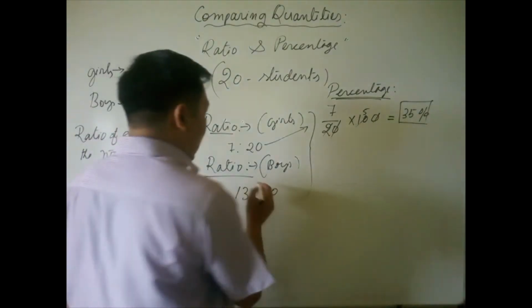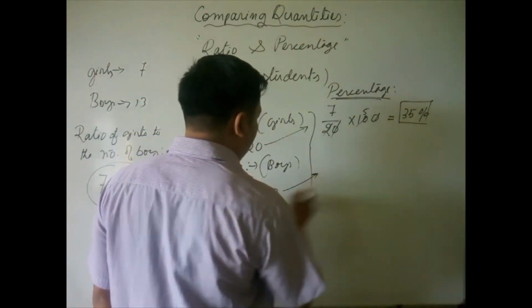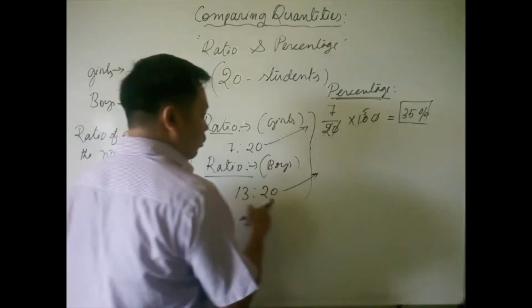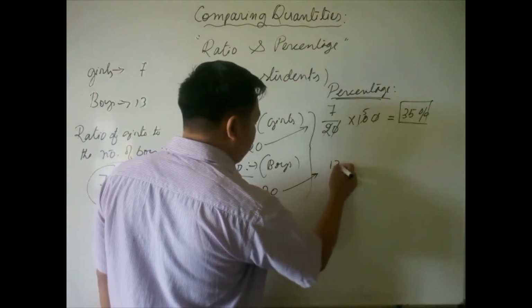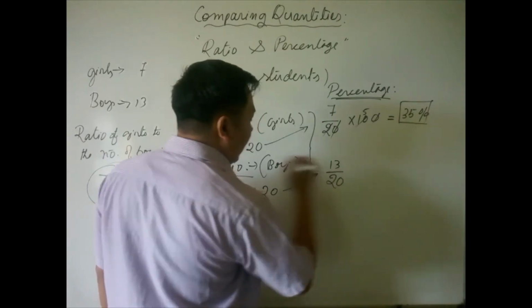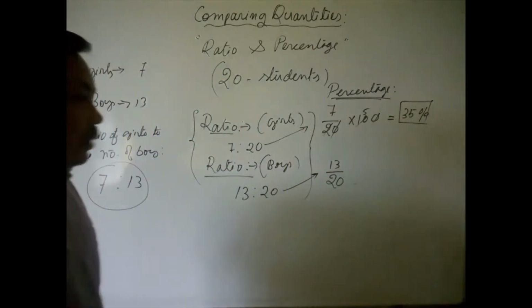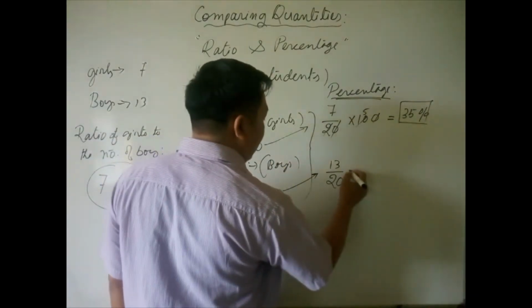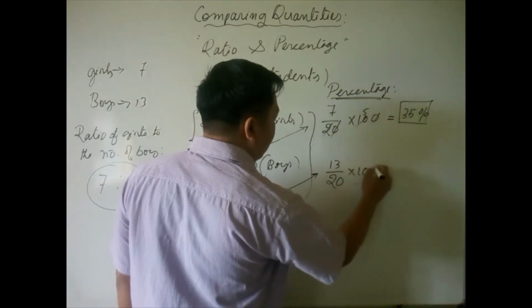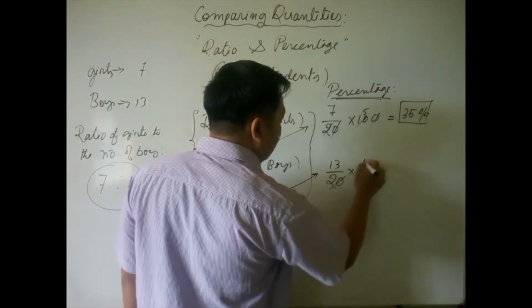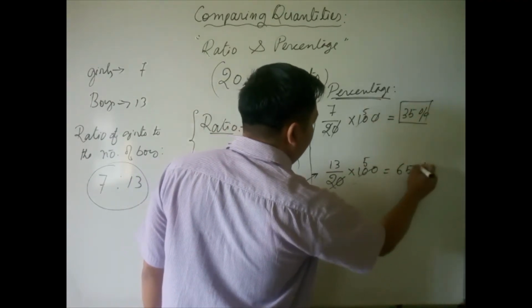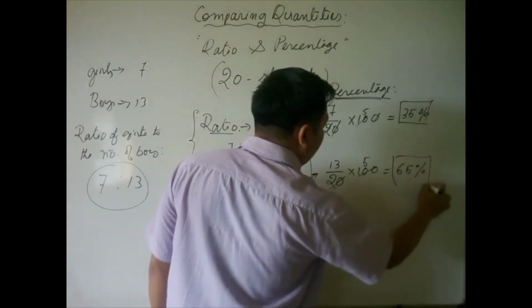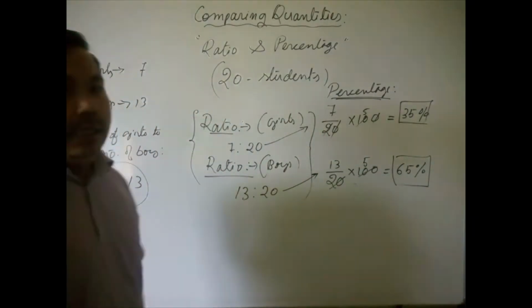For example, the ratio of the boys is 13 is to 20. Convert this into a fraction. So 13 is to 20 can be written as 13 by 20. Then you multiply by 100. So 5 twenties are 100. Then 13 times 5, how much? You get 65. 65% is the percentage of the boys. In this way you convert into the percentage.